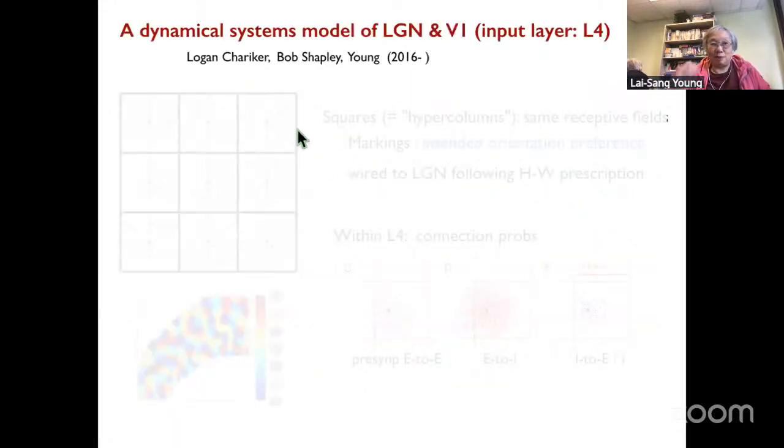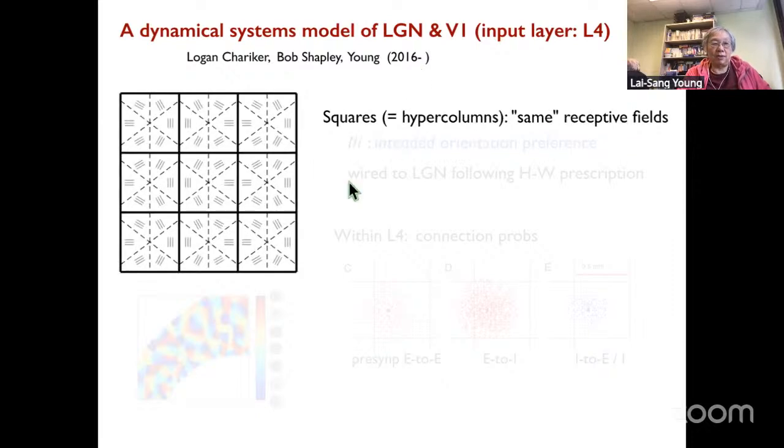So we made up these stories. Can we make a model to make it work? Build a dynamical system model of LGN and V1. We started doing this with these guys. He's a real neuroscientist, and two of us are mathematicians. We started building this model in 2016, and it's still ongoing. You can never get a model right, so you keep trying to make it better.